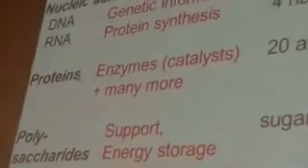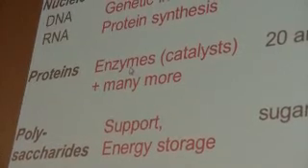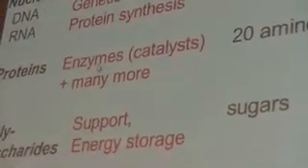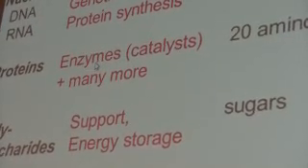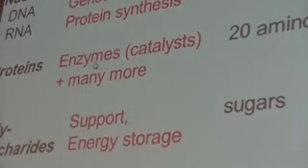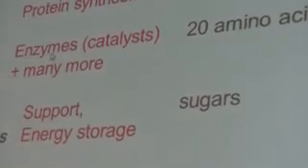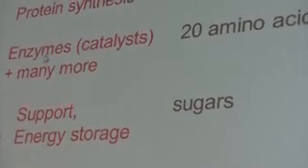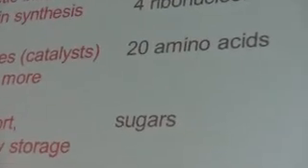We have the proteins. Many different functions exist for proteins. Proteins give the cells their real functions and their structures. A very important class of proteins are the enzymes, but there are many more, like structural proteins, or motors, or receptors, or transporters, on and on. The subunits are 20 different amino acids.